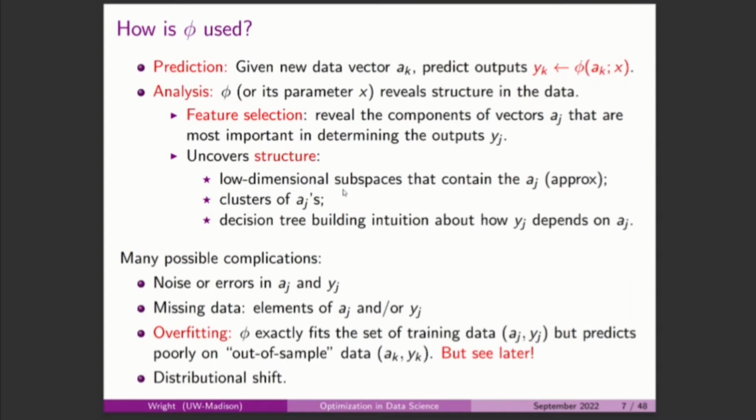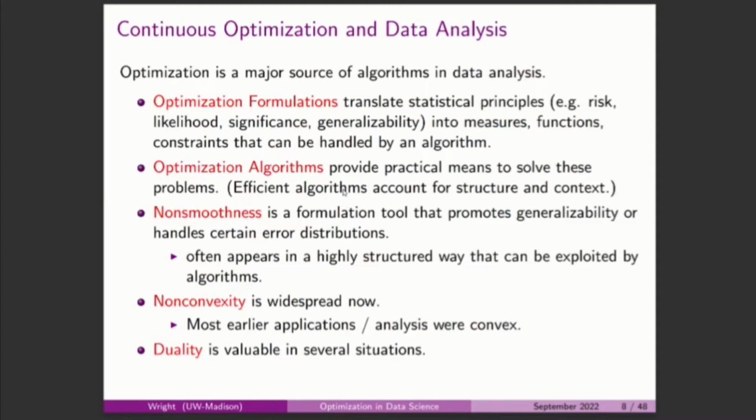Another issue is distributional shift. When you're collecting the training data to determine what phi is, the distribution that the AJs are coming from might actually move during the collection process. And then when you come to actually use the phi to label new data, the distribution might have moved again. And so you'd ideally like the phi to be not so sensitive to those kinds of shifts.